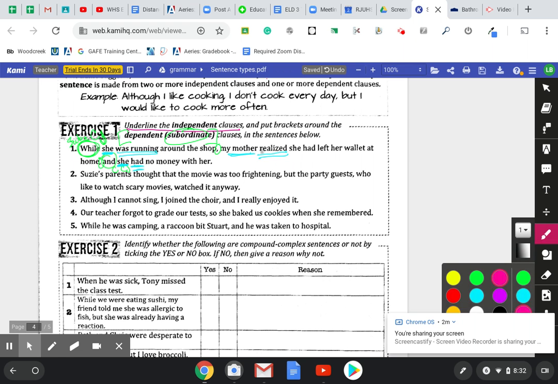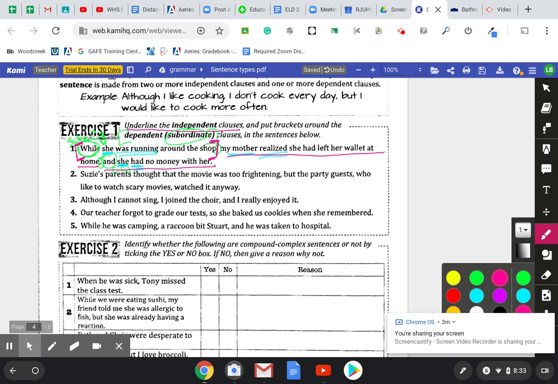Now let's go through and identify some of these. If we've got a subordinating conjunction, while she was running around the shop, that would technically be dependent, so I'm going to put brackets around that. While she was running around the shop, my mother realized she had left her wallet at home and she had no money with her, which means for my underlining, my mother realized she had left her wallet at home, independent, and she had no money with her, independent.